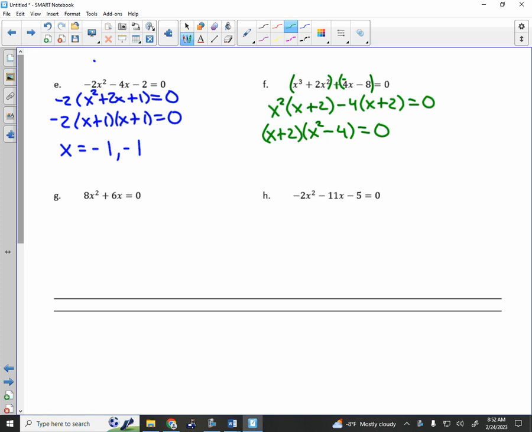Am I done factoring? Nope. Yep, it's the difference of squares, x plus 2 times x plus 2 times x minus 2. You can see again that you have a factor that occurs twice. We list the solution twice. X is equal to negative 2, and positive 2.